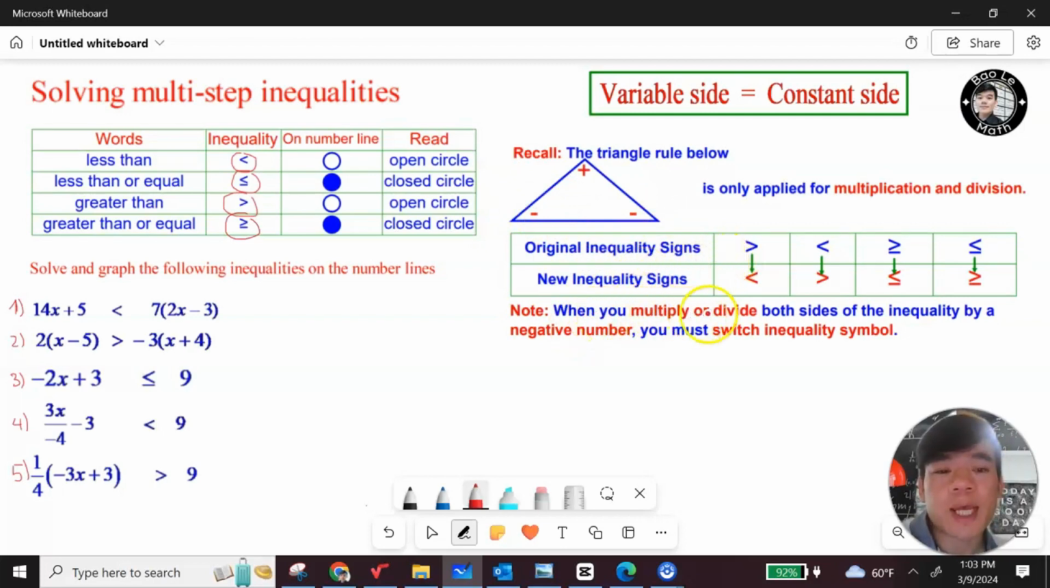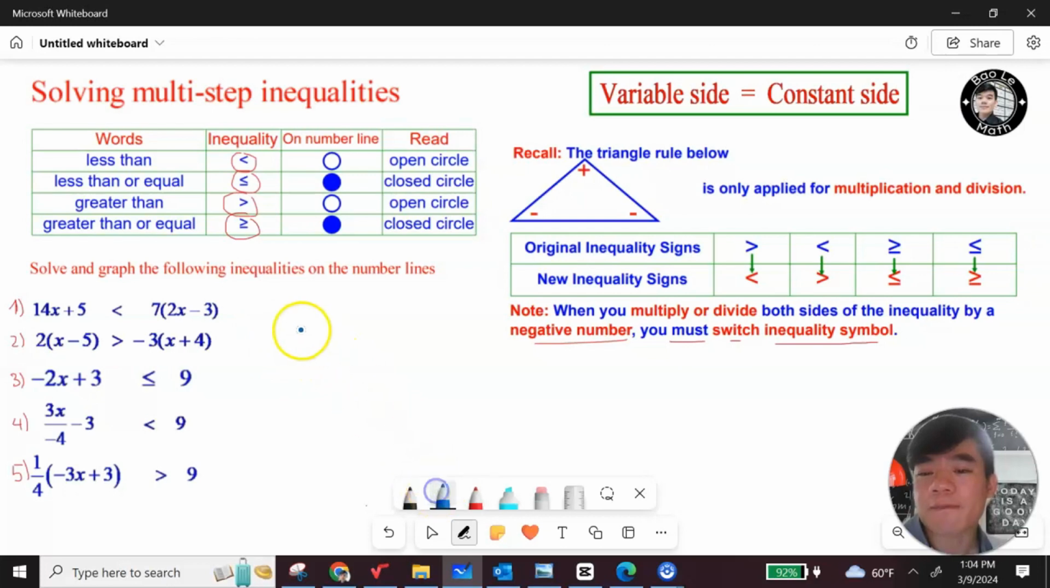When you multiply or divide both sides of an inequality by a negative number, you must switch the inequality symbol. If the symbol is greater than, it becomes less than. Less than becomes greater than. Greater than or equal to becomes less than or equal to. And less than or equal to becomes greater than or equal to. So keep that in mind. Now let's start the first problem.